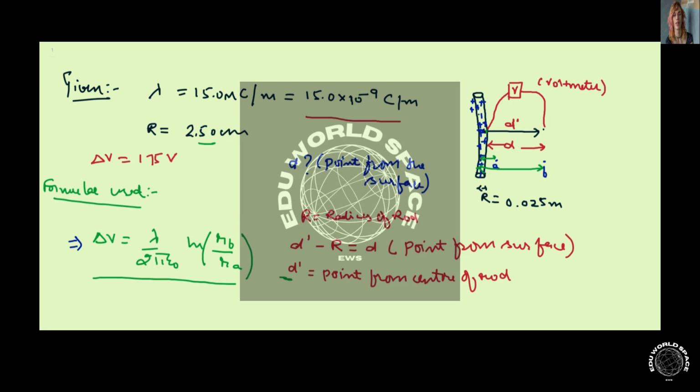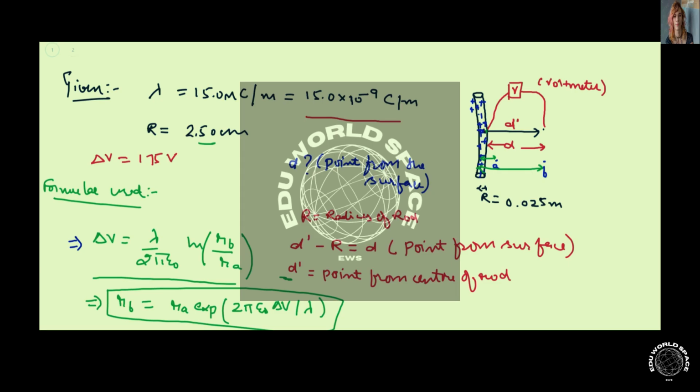So this becomes rb equals ra times exponential of 2 pi epsilon naught delta V over lambda, taking these terms to the left hand side and solving the equation.